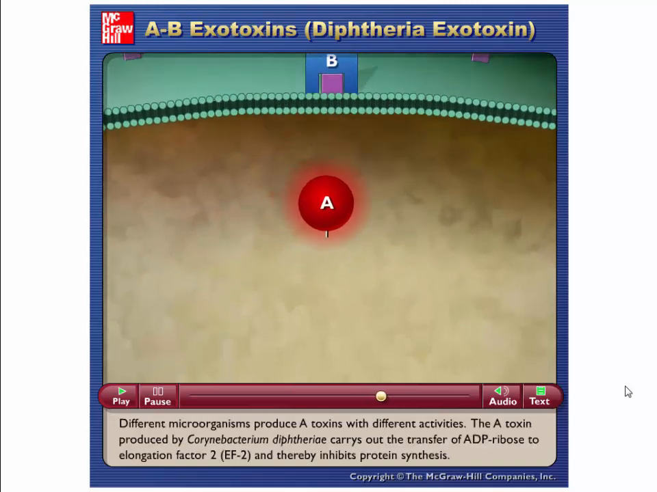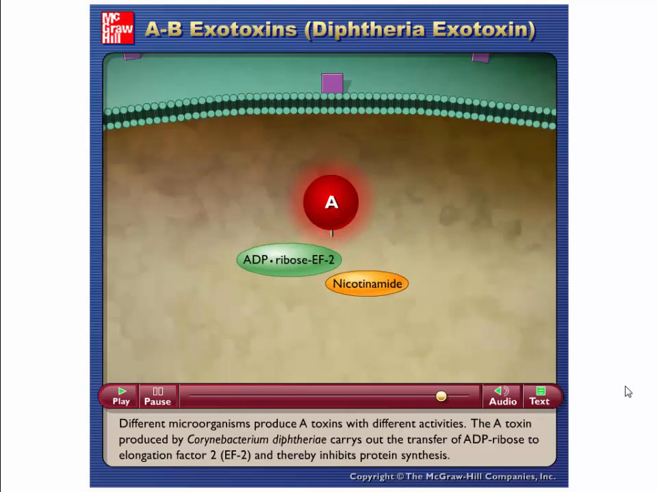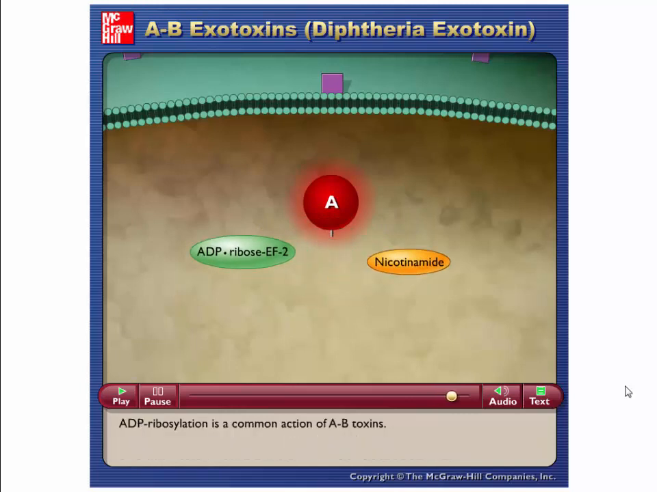Different microorganisms produce A toxins with different activities. The A toxin produced by Corynebacterium diphtheriae carries out the transfer of ADP ribose to elongation factor 2, EF2, and thereby inhibits protein synthesis. ADP ribosylation is a common action of AB toxins. So that is just one example of AB toxins. We were talking about hemolysins. And so hemolysins, if this was an AB component with hemolysins, what it would do is cause the lysis of a red blood cell.